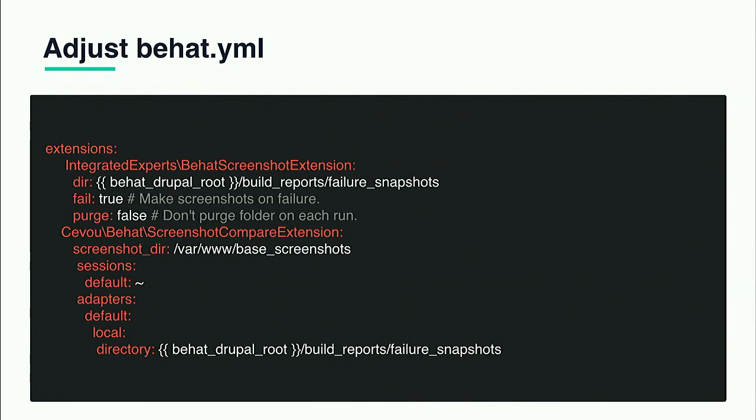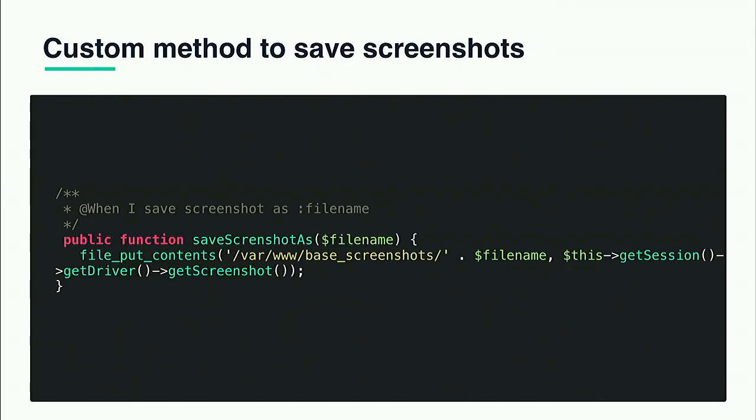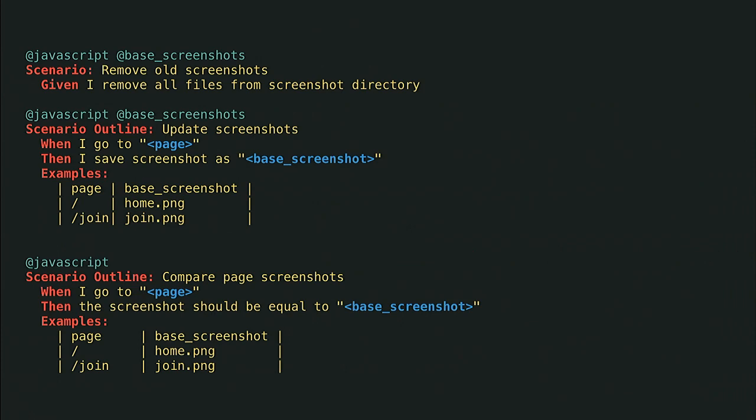We had to specify those extensions and a few configurations, like where we should save our screenshots on failure whenever we compared them and stuff like that. Then we created a custom method in order to simplify saving screenshots into a specific directory. And here is how the Behat feature looks like. The first two lines are triggered on the primary environment. The first one will remove all screenshots and then take screenshots from the primary environment. The third part of this script will compare the different screenshots. It's really simple, but it will show you things that you might not notice just by comparing pages.